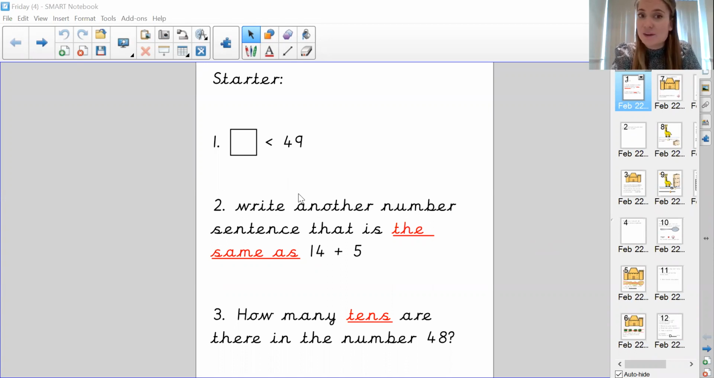Then our second one is, can you write another number sentence that is the same as 14 add 5? You're going to have to have a really good think about that one. Then number 3 is, how many tens are there in the number 48? See if you can have a go at those for our starter and remind yourself about what we were doing last term. So pause me whilst you do that.